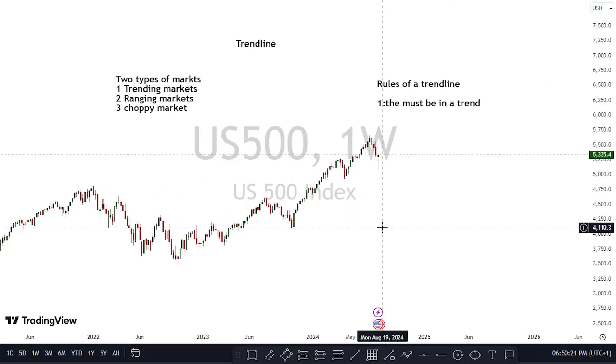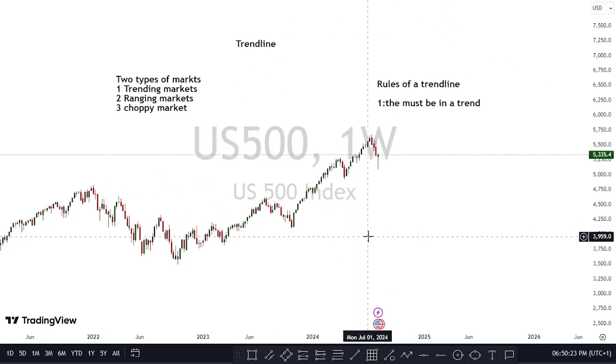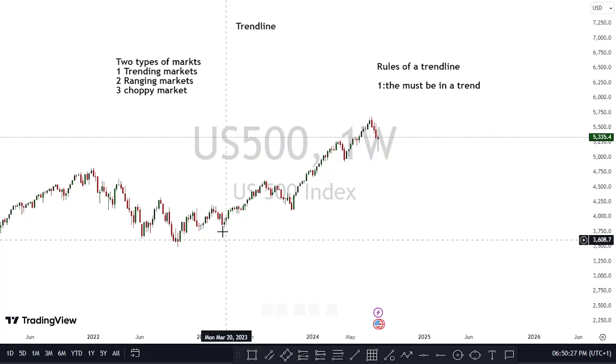So first of all, is the trending market. Trend lines are used only in a trending market. So the first rule is: in a trending market. Now what do you see, and what makes the trending market? The trending market is made up of a market that has the ability to keep making higher highs and higher lows in terms of an uptrend, and lower lows and lower highs in terms of a downtrend.